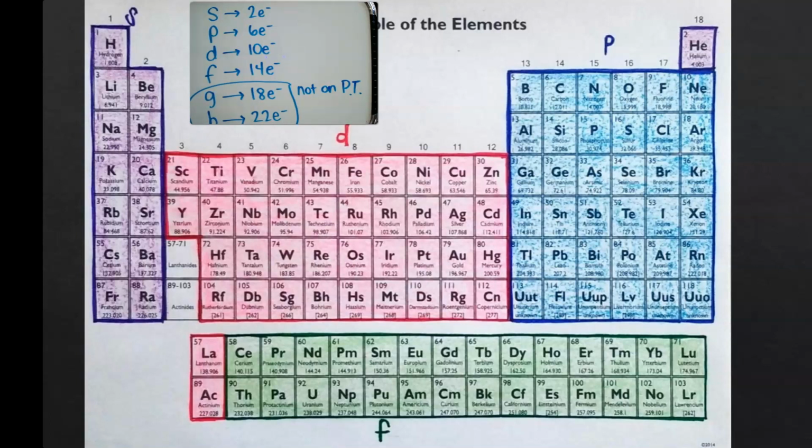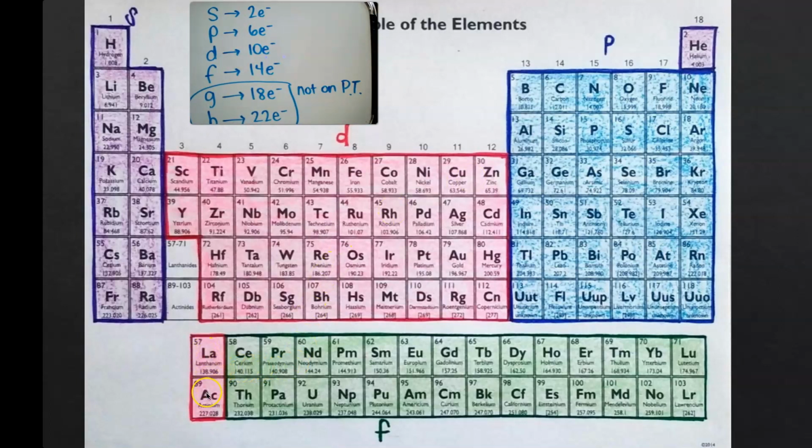But if we go find the S block on the periodic table, you will find that the S block contains 2 columns. 1, 2, 2 groups, and also can hold a maximum of 2 electrons. If we go to the P block, we will find 1, 2, 3, 4, 5, 6, 6 columns with a maximum of 6 electrons. If we go to the D block, we see 1, 2, 3, 4, 5, 6, 7, 8, 9, and 10 with a maximum of 10 electrons. And our F block, I was careful to color this correctly here.